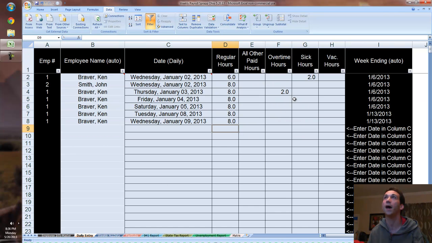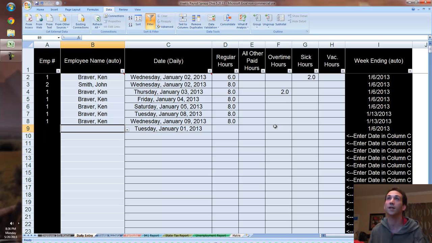Let's go back and let's say, for example, there's a day we're kind of missing here, right? This started on Wednesday, January 2nd. Well, what about January 1st, which is Tuesday? I guess it could be a holiday, right? Most likely. Well, then that would be under the all other paid hours would be a holiday hour.